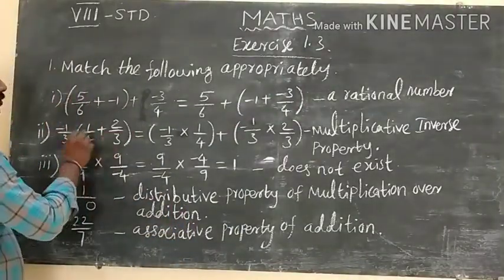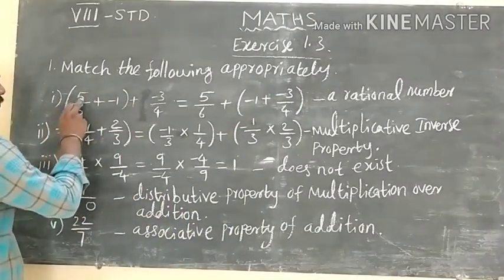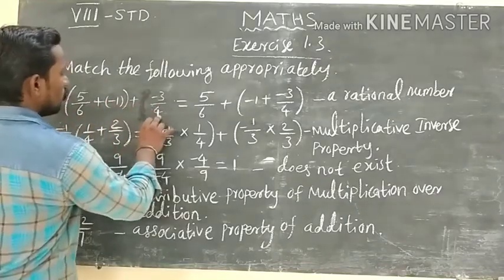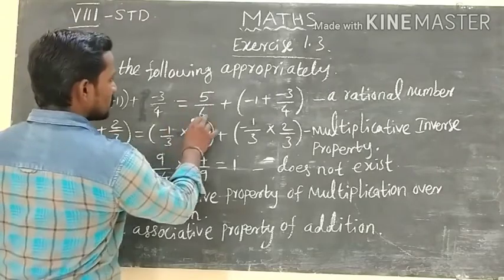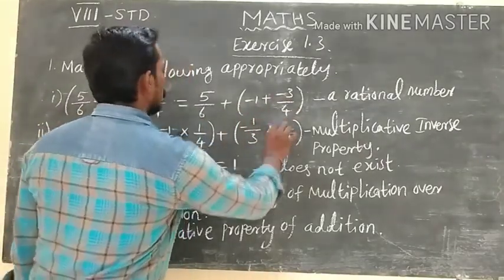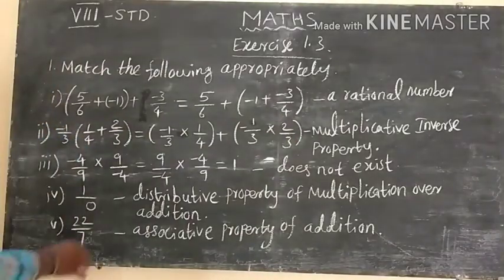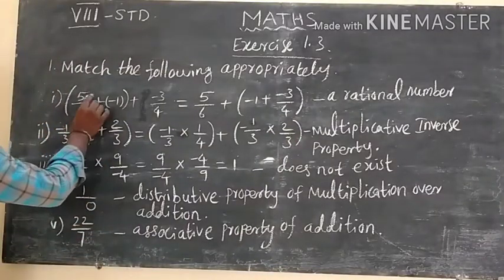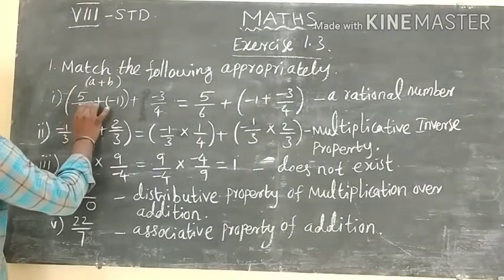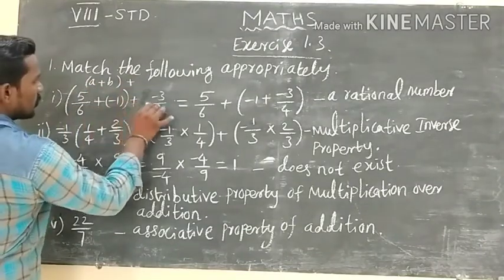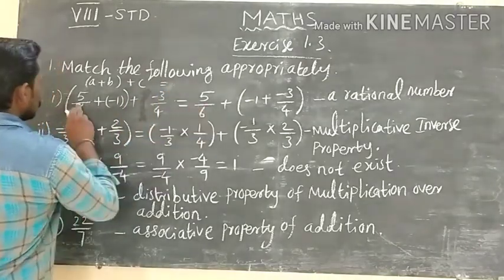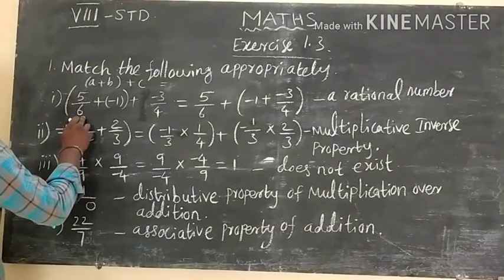Match the following. First one, 5 by 6 plus minus 1 plus minus 3 by 4 equal to 5 by 6 plus minus 1 plus minus 3 by 4. Okay. This looks like A plus B. If we consider this is A, then A plus B, this is plus C. This is C, and this is already considered A, 5 by 6.